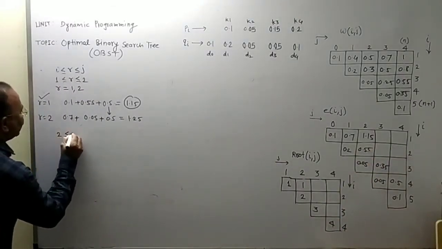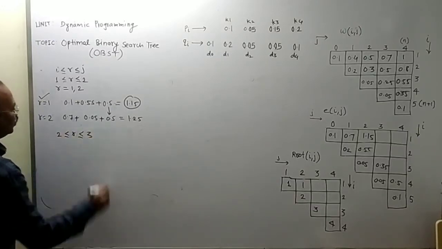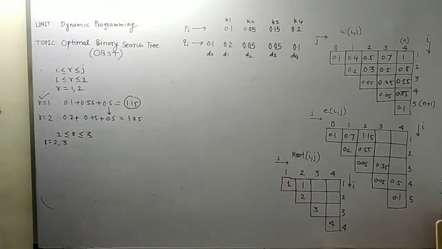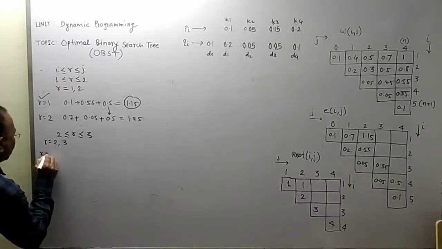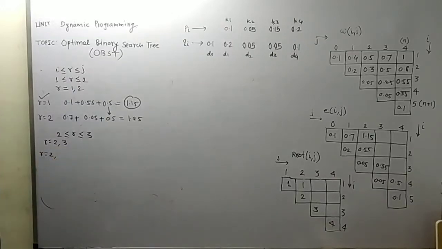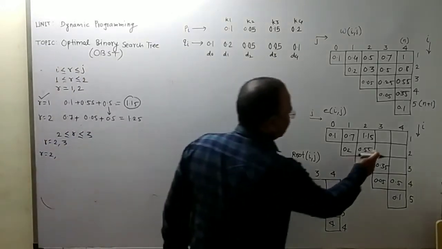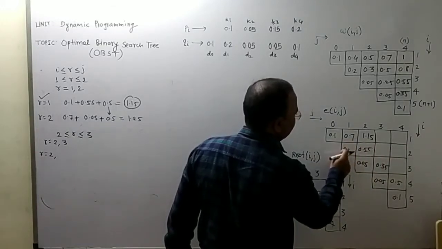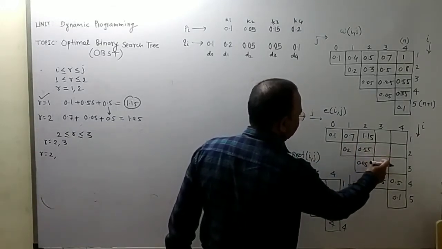2 less than or equal to r less than or equal to 3. R varies from 2 to 3. Again you will get the two equations. First for r is equal to 2. For r is equal to 2, we have to consider the last value in the left side and the first value in the downside.